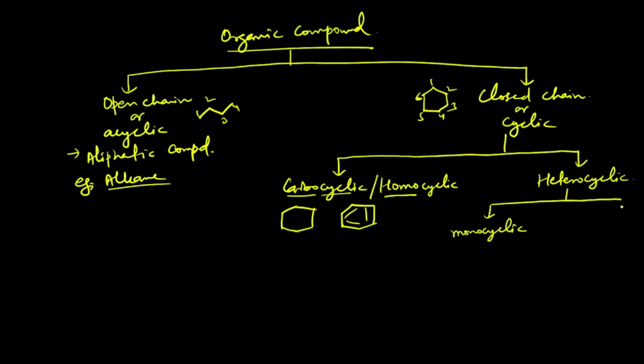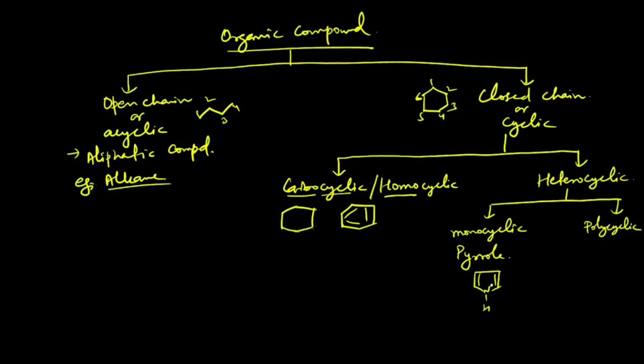Okay. And your polycyclic. So in monocyclic, an example will be pyrrole. See, in this ring, what is happening? This is the heteroatom. See, here carbon, carbon, carbon, carbon, one nitrogen came.